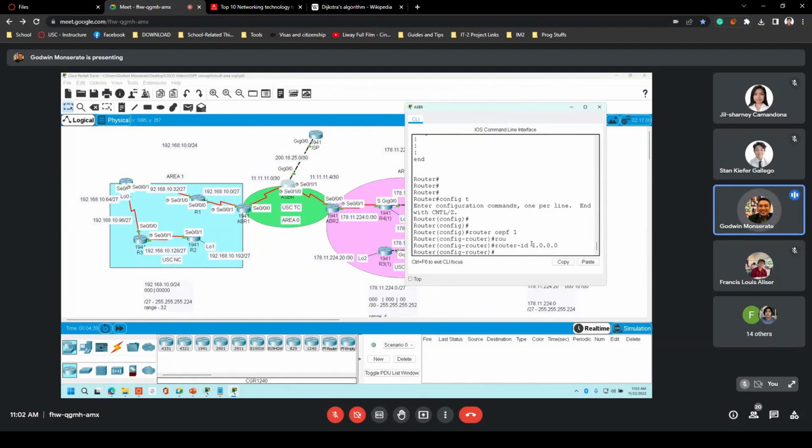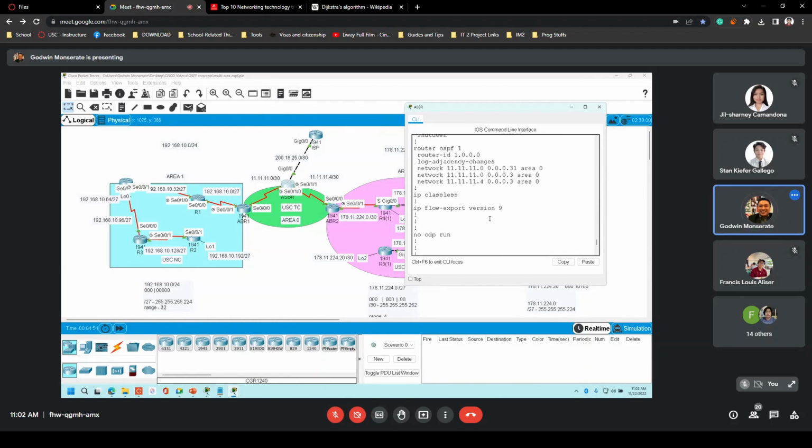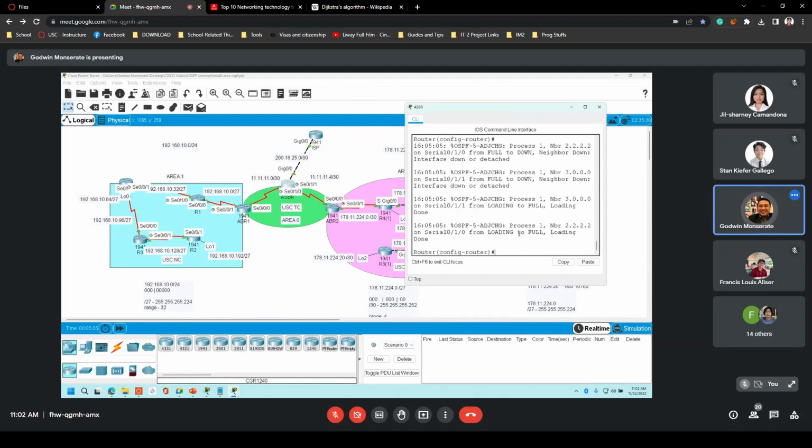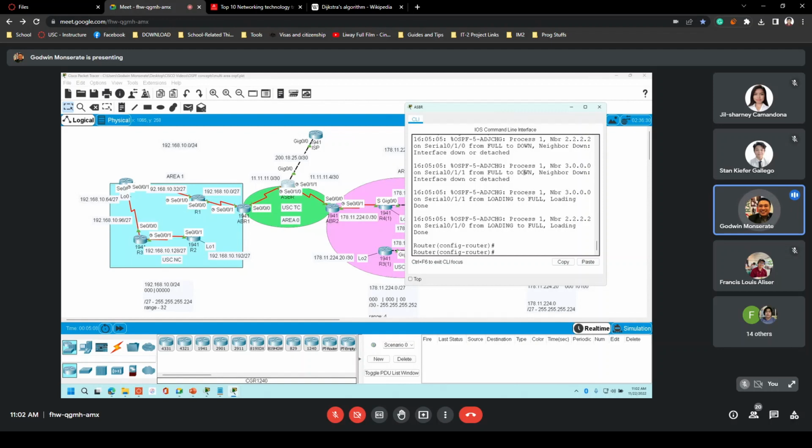Then we are going to change the network. The network is supposed to be 11.11.11.0, 0.0.0.3, area 0. There you are. Then the second network is 4, the network you have there. Area 0 again. So do show run. These are the correct entries. This is your wrong entry. Copy, and we are going to erase this one. Right click, paste, there you are. Look, they all formed adjacency right away.